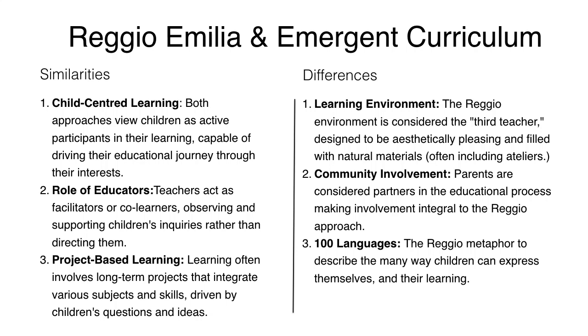For the comparison, when we look at Reggio Emilia and emergent curriculum, sometimes they're seen as similar in the sense that they are both child-centered. They both look at the child being that active participant and really supporting their learning. They both have a strong sense of the role of the educator, and that role is for them to teach and facilitate or co-learn with the children.